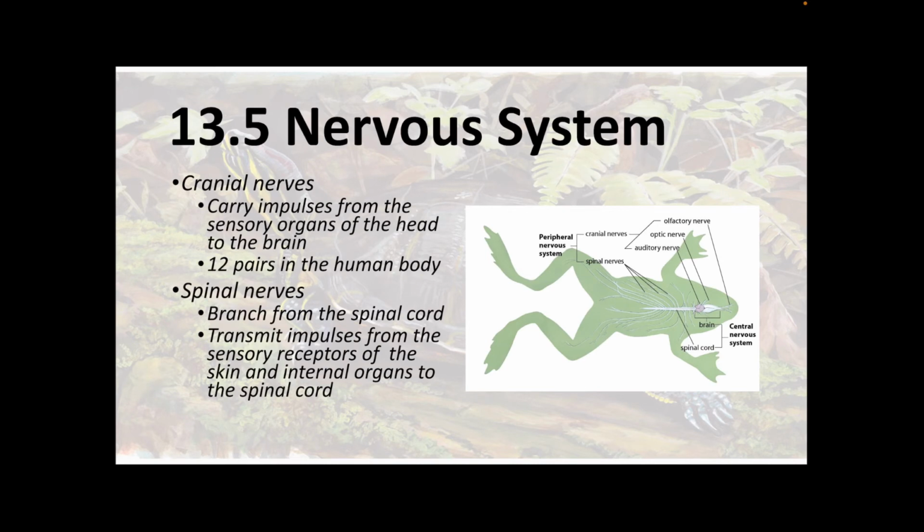From the brain, there are nerves called the cranial nerves, and they carry impulses from the sensory organs in your head, like your eyes, your nose, your eardrum. They get those impulses from, say, your eye or your nose or your eardrum, and they take them to your brain. Nerves from the spinal cord are called your spinal nerves, and they get information from sensory receptors, like on your skin or your internal organs, and take it to your spinal cord. Other spinal nerves can relay information from your spinal cord to other muscles and organs in your body as well.